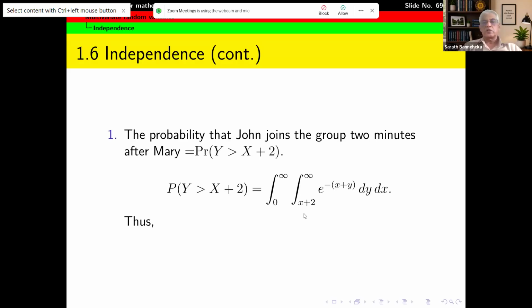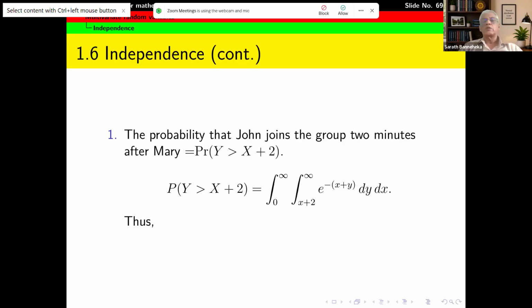Then, to answer the second question, what is the probability that John joins the group 2 minutes after Mary? Right. So the time that Mary comes is X, the time John comes is Y. So the question is, what is the probability that Y greater than X plus 2? Y greater than X plus 2, 2 minutes after Mary. Right. So we are looking at this particular probability Y greater than X plus 2.